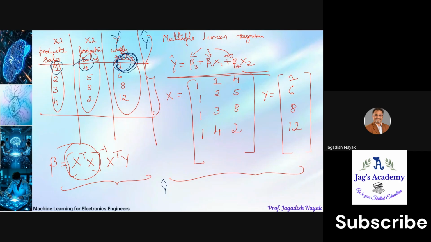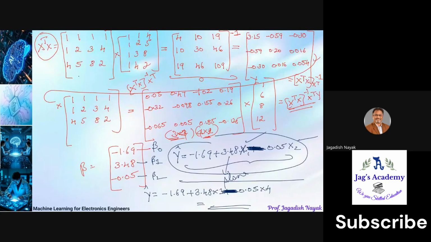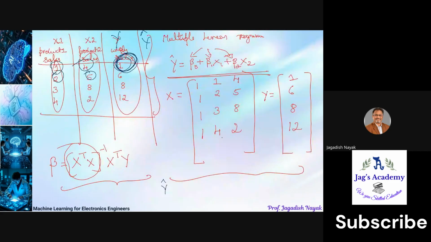Similarly you substitute x1 is equal to 2, x2 is equal to 5 in the same equation. Try to get the prediction for these values of y, right? So like that you substitute the values of x1, x2 in the same formula and try to predict this. So you get another table here for y cap, right? And then using this y and y cap, try to get the error metric.